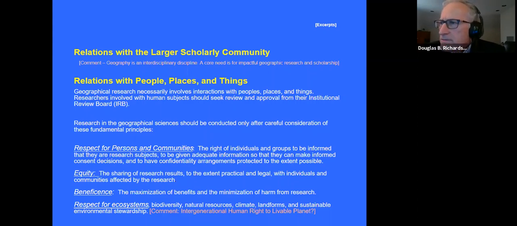Geography is really an interdisciplinary discipline, and we have a very core need, not just to go out and have lunch and go to meetings with other organizations, but our research really is entangled with so many other scholarly communities. And I think a core need for us is to focus on impactful geographic research and scholarship, which if we do that, I guarantee you, we will have a great relationship with the larger scholarly community. And that's the one message I'd like to leave a lot of people with.